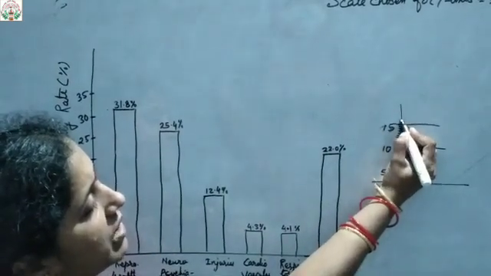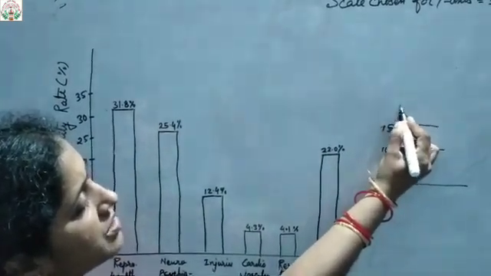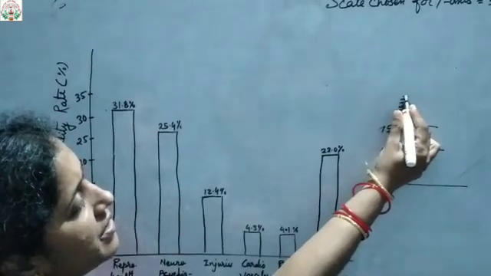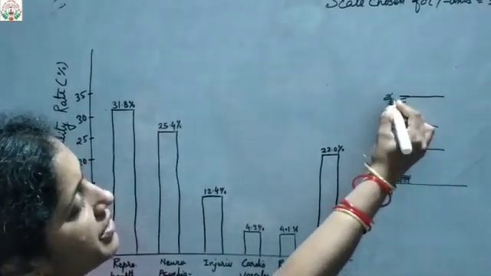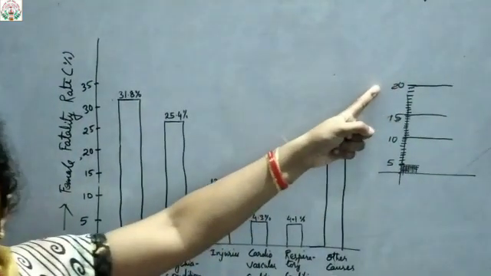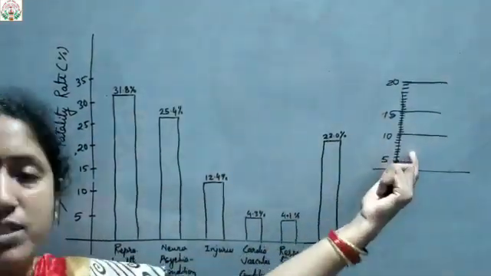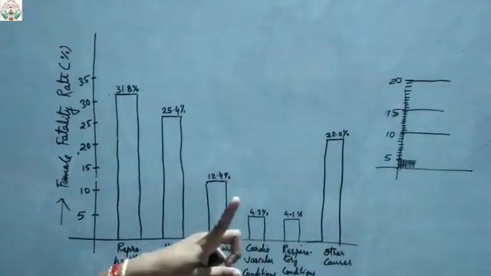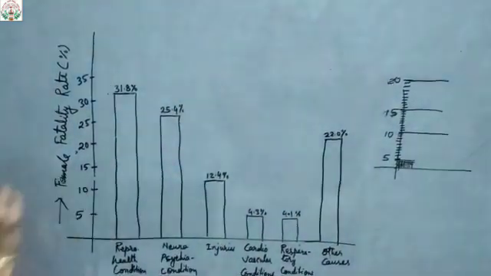Then again 10. 1, 2, 3, 4, 5, 6, 7, 8, 9, 10. So again a dark line and 20. So likewise you will do it in the graph paper. Mark each 10 boxes as 5%. Okay, so that is done.